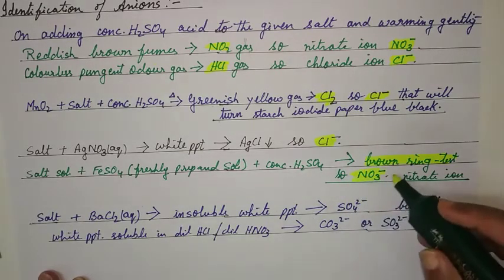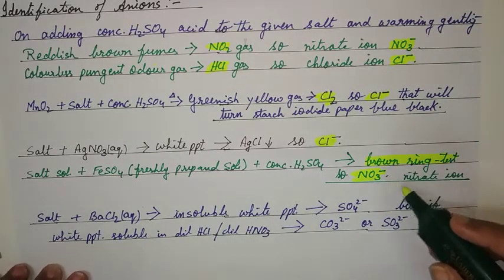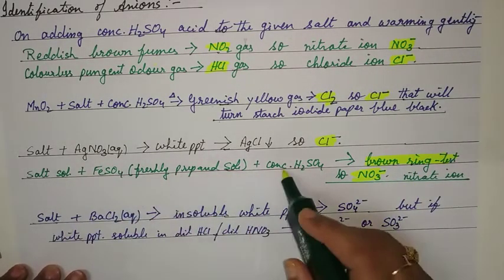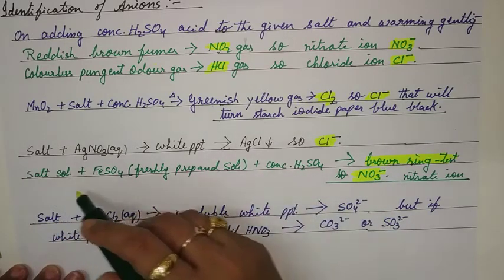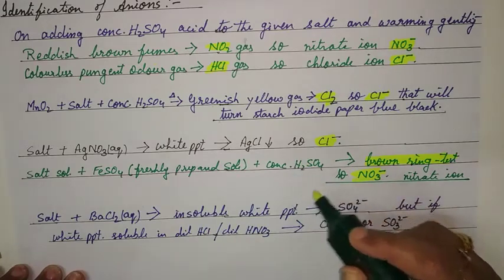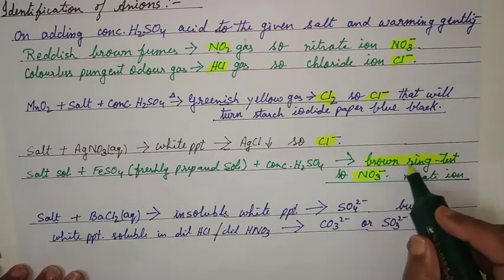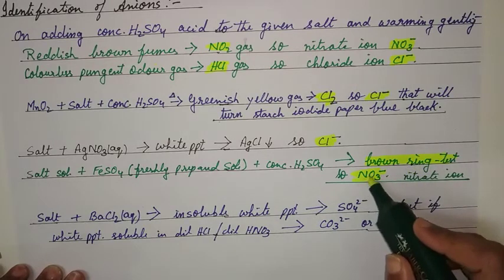We will do it in detail when we go to that particular chapter. Here we just remember that what are we adding to the salt solution? Freshly prepared ferrous sulfate and conc H2SO4 from the sides of the test tube. We get a brown ring, and this answers the brown ring test only when there is a nitrate anion.